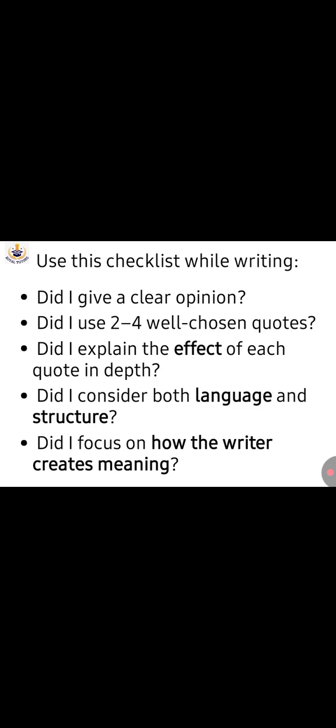Here is the checklist while writing. First, did I give a clear opinion? Second, did I use 2 to 4 well chosen quotes? Third, did I explain the effects of each quote in depth? Fourth, did I consider both language and structure? And finally, did I focus on how the writer creates meaning?